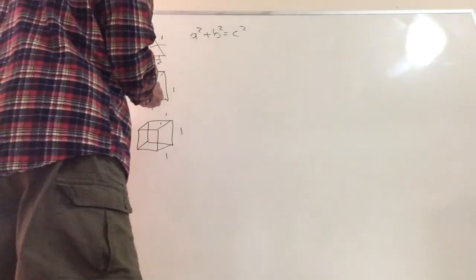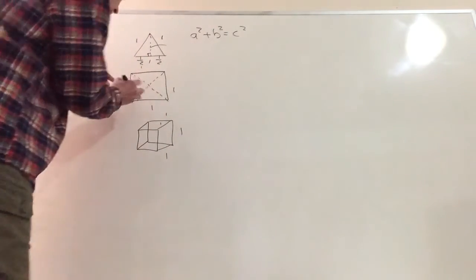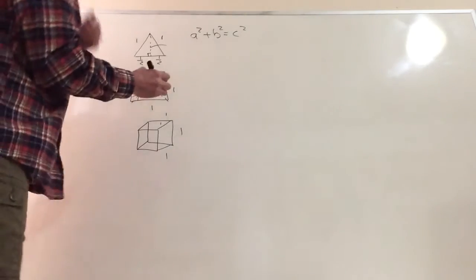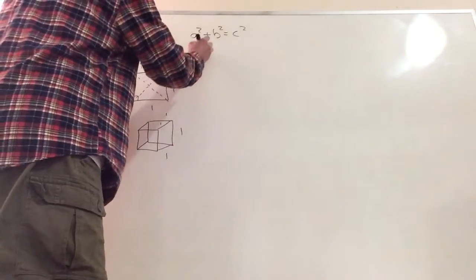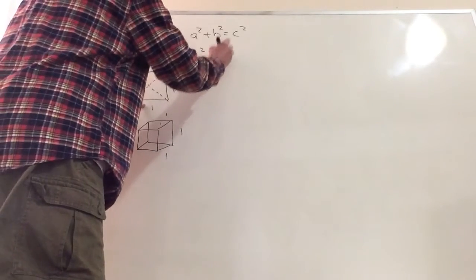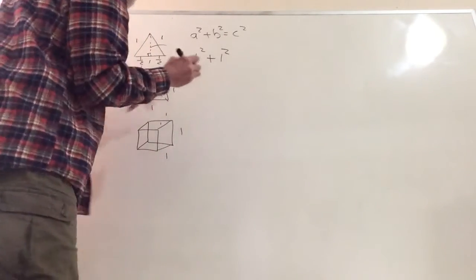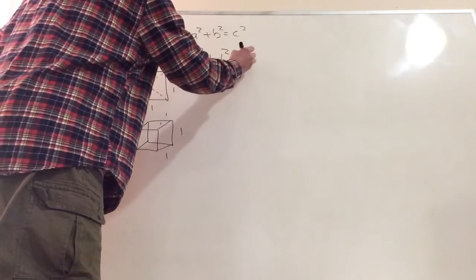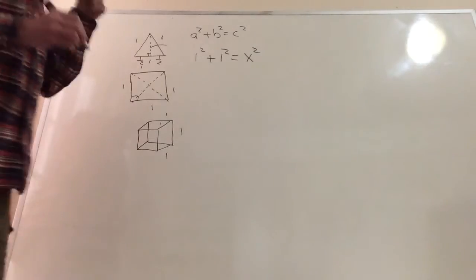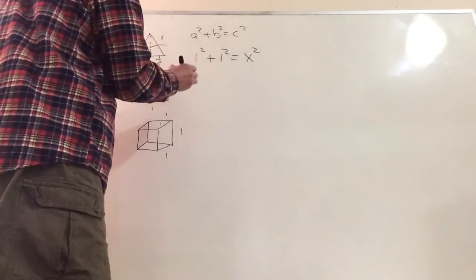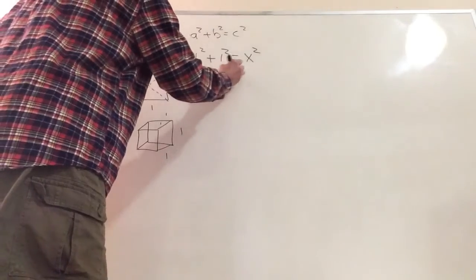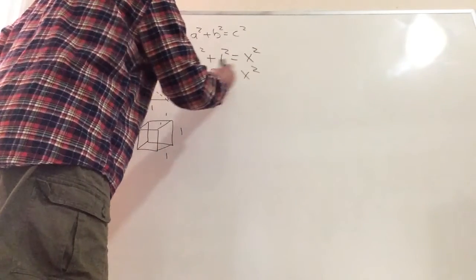Since the sides are 1, I can imagine a right triangle just like that. Then A is 1 squared, that's one leg. B is 1 squared, that's another leg. And there's the diagonal over there, and that's going to be x squared. We give it the name of a variable. So 1 squared is 1, 1 squared is 1, 1 plus 1 is 2, equals x squared.